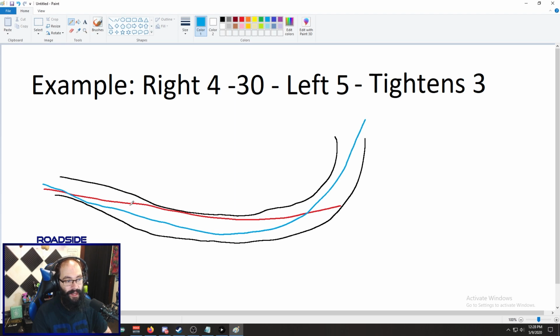Whereas if you take the blue line, you may be driving a little bit slower overall, but because you're taking this ideal line, you're going to end up coming out much, much faster than you did if you were taking this red line.